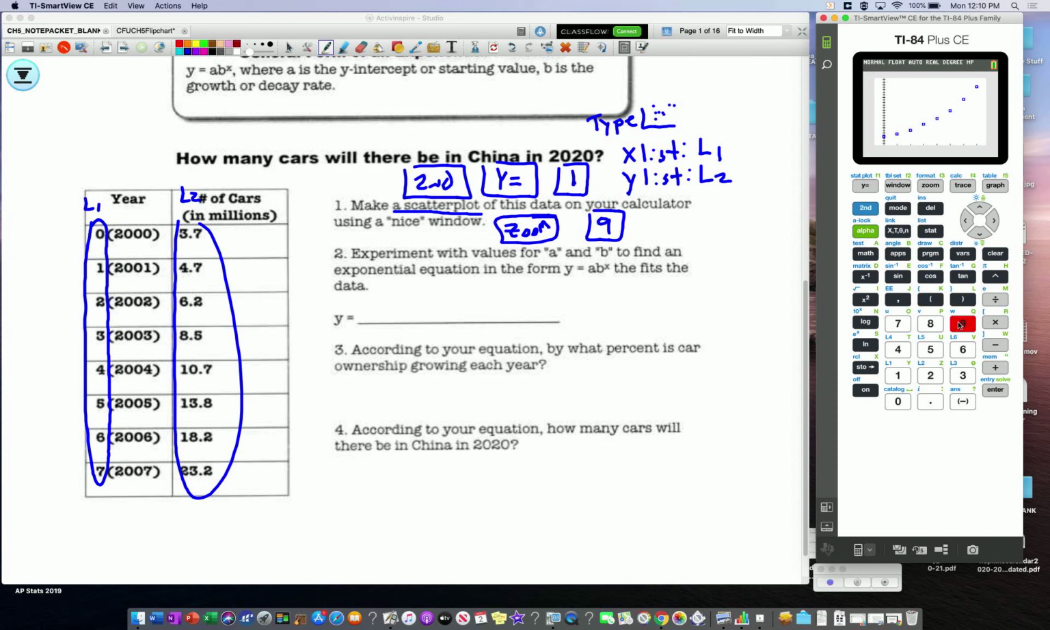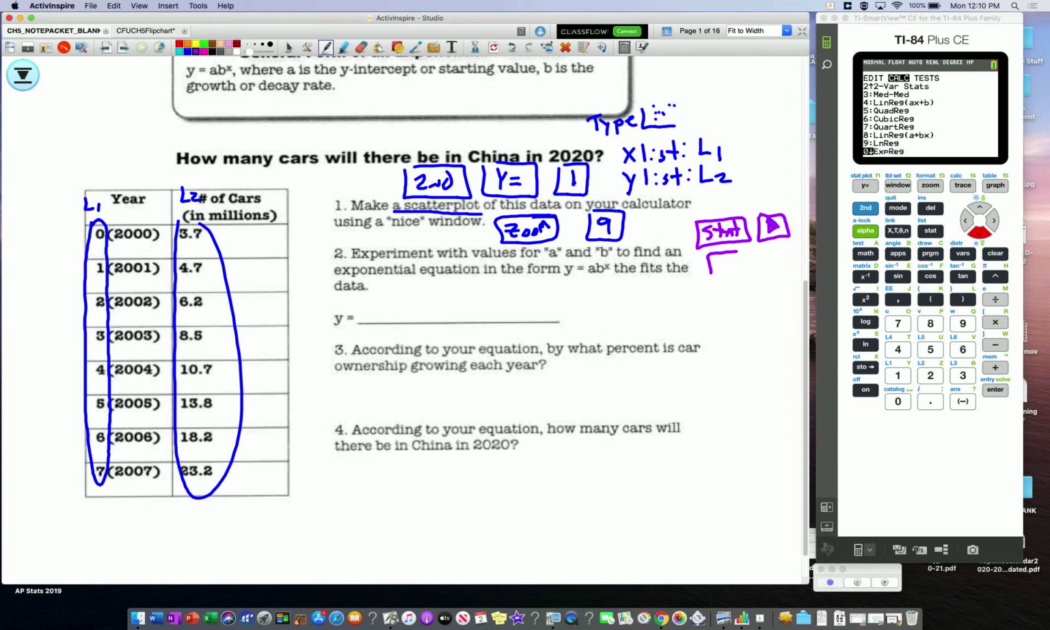To get the exponential equation on your calculator, just like linear regression, we go stat, and we go right arrow. So as I hit stat and right arrow, now we want the exponential one. So you have to scroll down, and I believe the exponential one is 0. It says EXP for exponential reg. So I select that one, make sure it's on list 1 and list 2, go ahead and calculate, and it's going to give me my A and B value there.